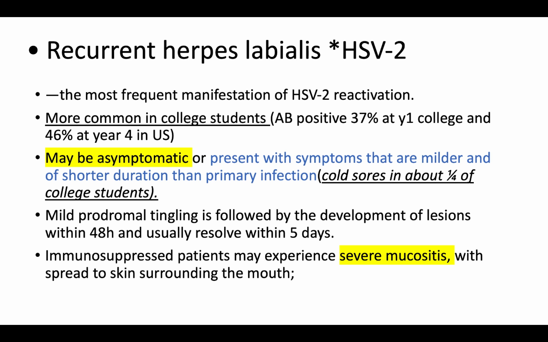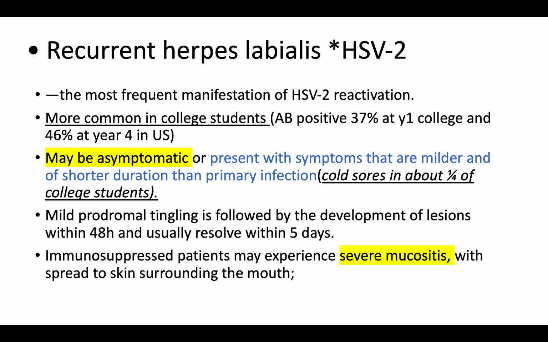بعد هيك اللي هو الهربس labialis، هو HSV is the most frequent manifestation of HSV reactivation. More common in college students. So حكينا هذا مثلا طلاب جامعات. So 37% at year 1 of college and 46%, يعني نصهم تقريبا, by year 4 in the US have HSV. It may be asymptomatic or present with symptoms that are milder and shorter in duration than primary infection. Cold sore in about a quarter of college students.